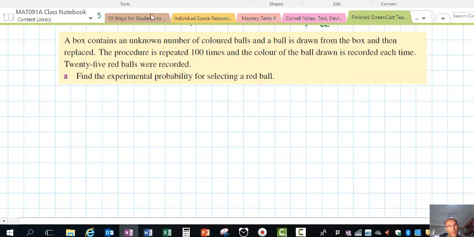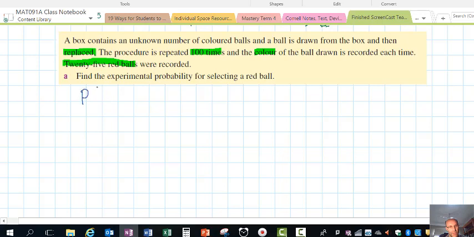So we've got an example. A box contains an unknown number of coloured balls, and a ball is drawn from the box and then replaced. Let's highlight the keywords: it's replaced. This procedure is repeated 100 times, and the colour of the ball is recorded each time. So we're recording the colour. 25 red balls were recorded. It says find the experimental probability for a red ball.